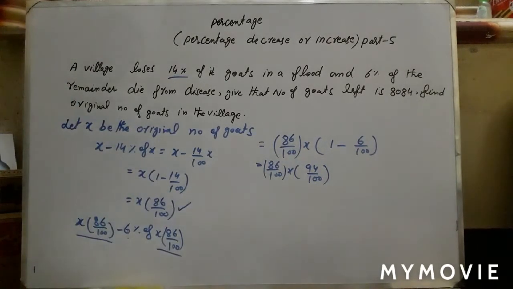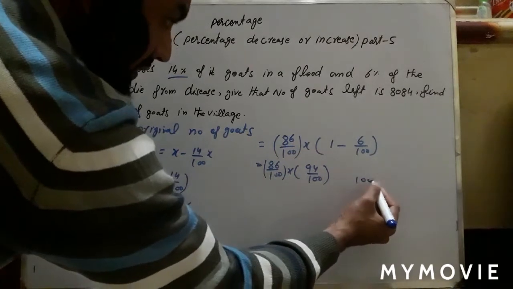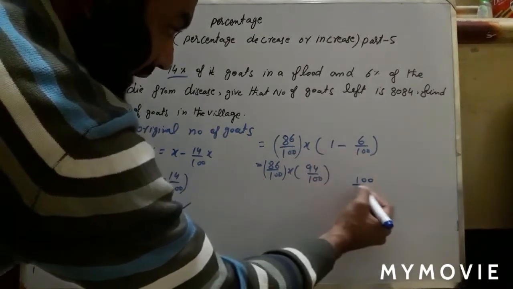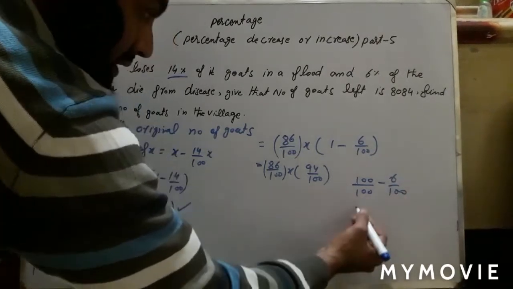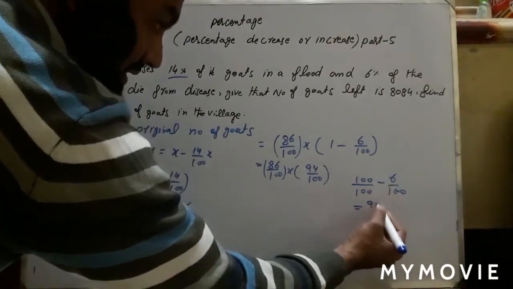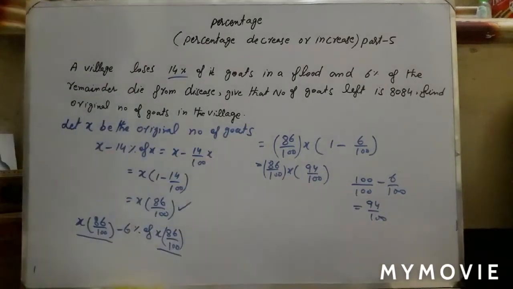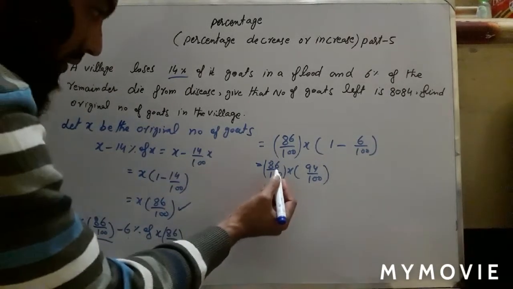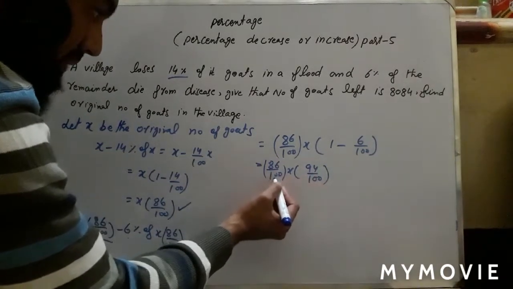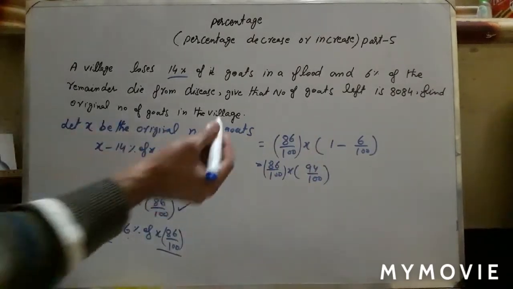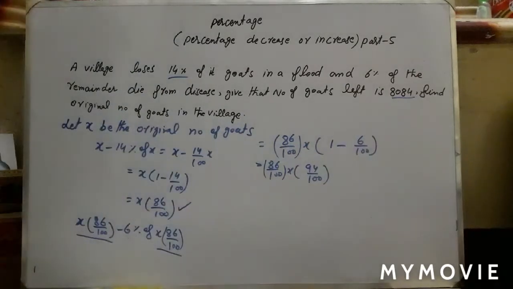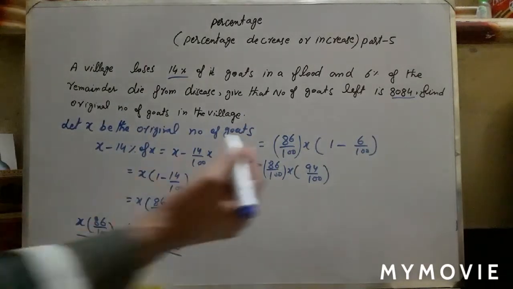94 by 100. How? I told you before, make the equivalent fraction: 1 minus 6 by 100, and when you do 100 minus 6, that's 94 by 100. So I directly write 94 by 100. And this one, 86 by 100 x and 94 by 100 will be equal to which value? This value, 8084.